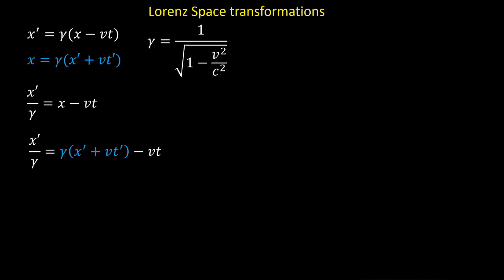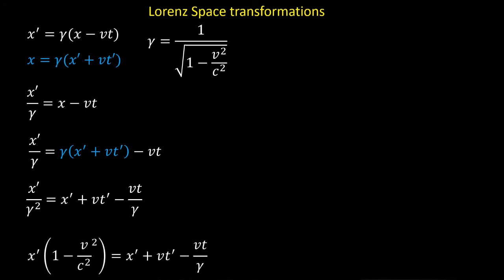We shall now divide this equation throughout by gamma to get x prime divided by gamma squared equals x prime plus vt prime minus vt divided by gamma. And now, given gamma is equal to 1 over the square root of 1 minus v squared over c squared, we can now write x prime times 1 minus v squared over c squared equals x prime plus vt prime minus vt divided by gamma.